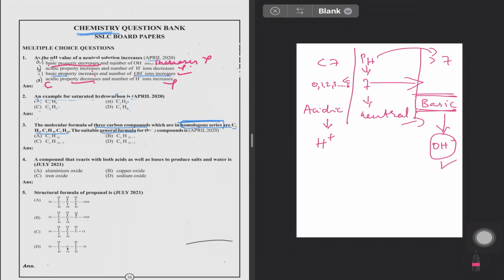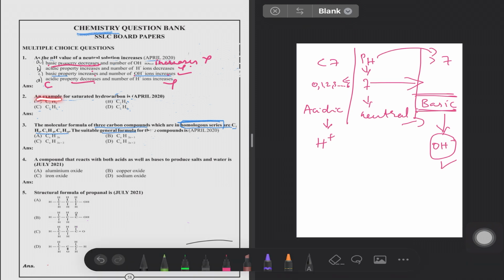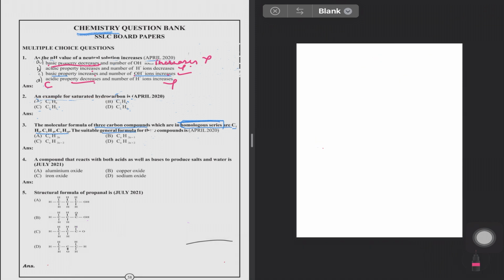Coming to the next question. An example for saturated hydrocarbon is, we very well know that the general formula for saturated hydrocarbon is CnH2n plus 2. So we should check among these given 4 options which satisfies this equation, where we take n as the number of carbon atoms mentioned.